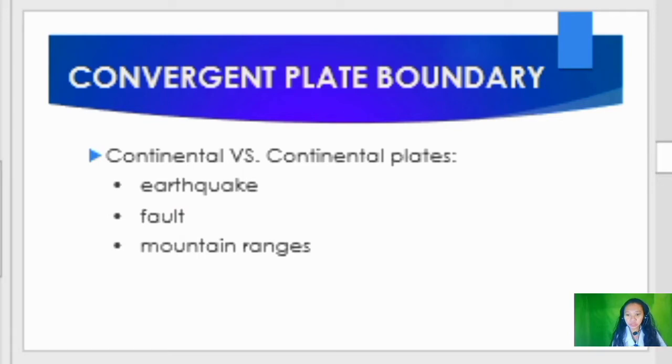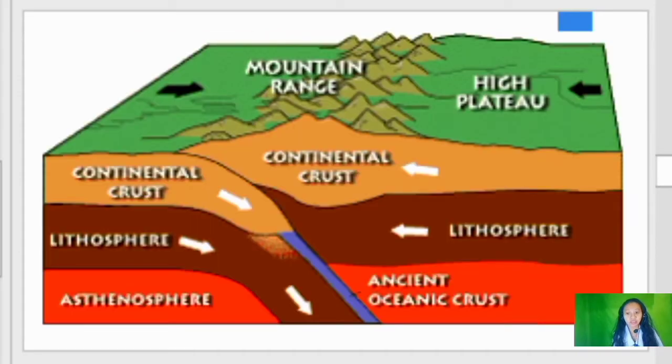Now let's go to the third type of the convergent plate boundary, which is the continental-to-continental plates. So we have already discussed the three types of the convergent plate boundary, and this would be the last type, the continental-continental plates. In this converging plate, the possible events and landforms that may form are the earthquakes, fault, and mountain ranges. So as we can see here in the picture, we have two continental crusts converging towards each other.